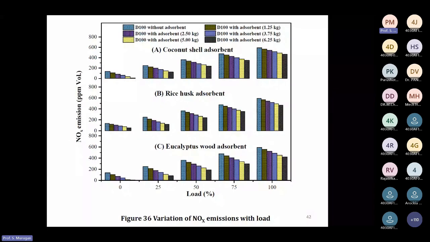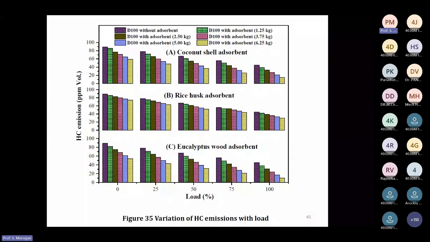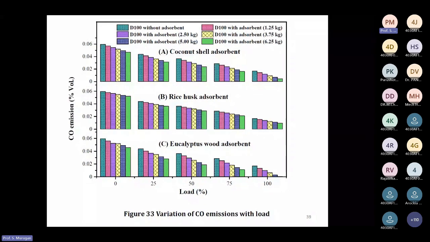Of course, this is the CO emission with respect to load at different loads, when we used coconut shell adsorbent, rice adsorbent, and eucalyptus wood adsorbent as material.